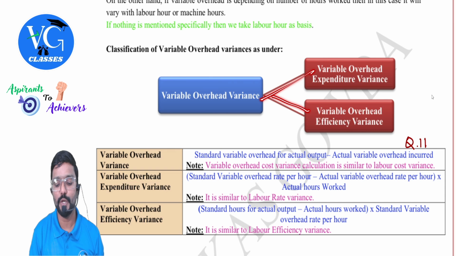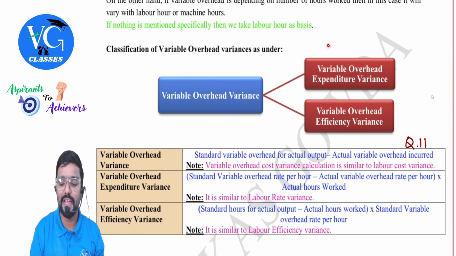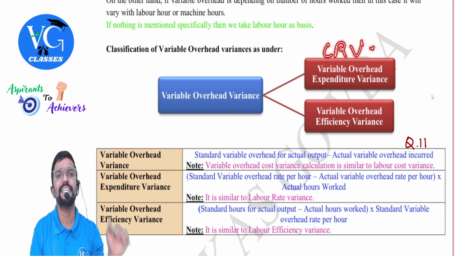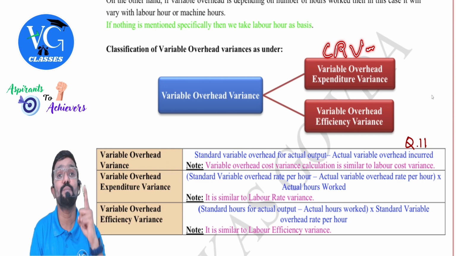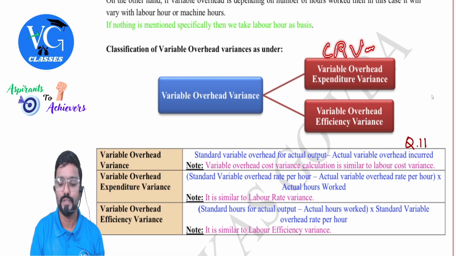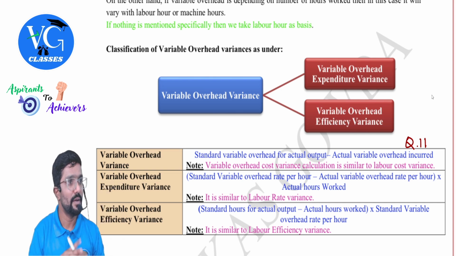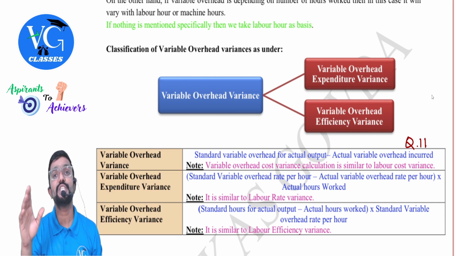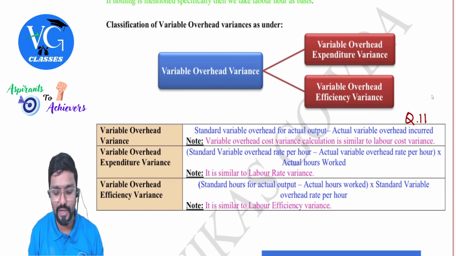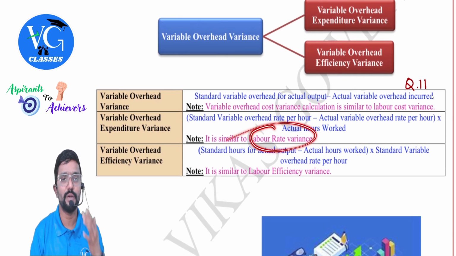Next, we will subdivide this into expenditure and efficiency. Guys, very similar to labor variance. In labor, we had labor rate variance. What was the formula for it? Standard rate minus actual rate into actual hours spent. But here we will always take hours worked. So the formula is: standard variable overhead rate per hour minus actual variable overhead rate per hour, into actual hours worked. Here it should be actual hours worked. Clear? I have given it similar to labor rate variance.